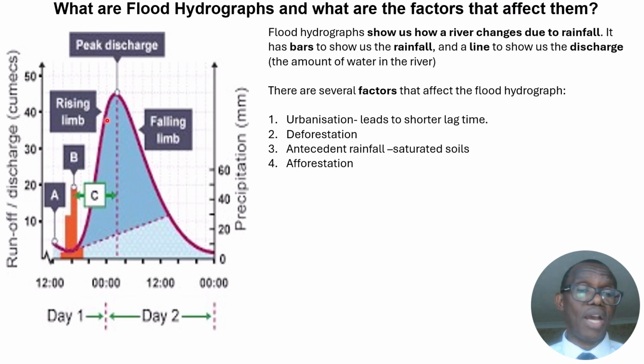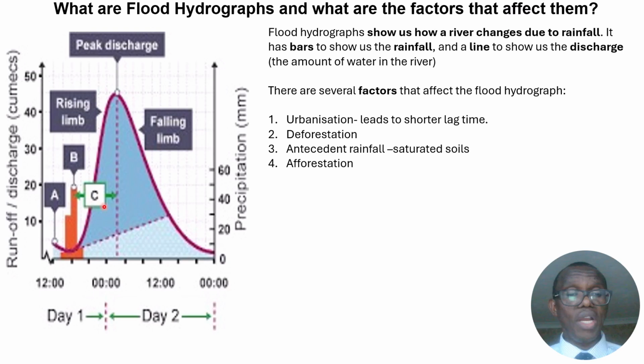It's going to take some time for the water to get to its peak discharge, the highest amount of water from this particular rainfall event. Then that water is going to start draining away from that river, towards the sea and the ocean, and that is what we are referring to here as the falling limb. The other very important thing to note is the lag time, which is labeled C over here. The lag time is the difference between the peak rainfall, B, and the peak discharge.